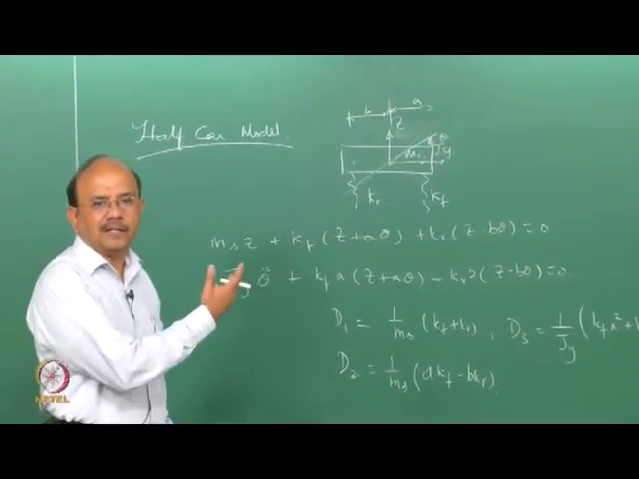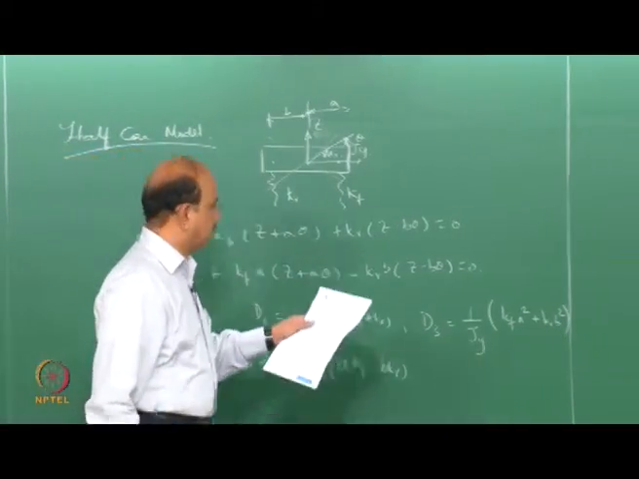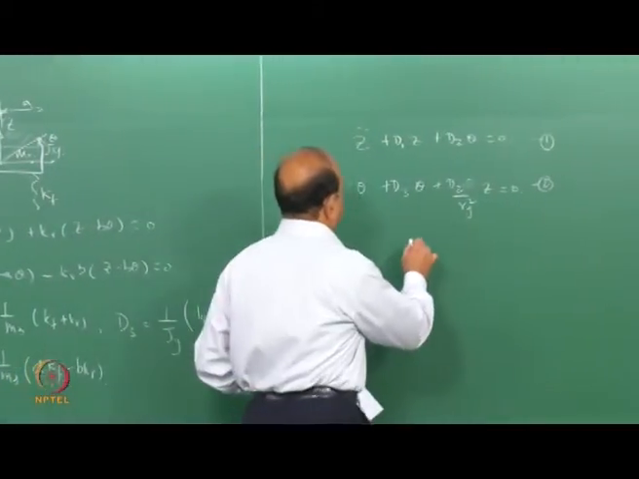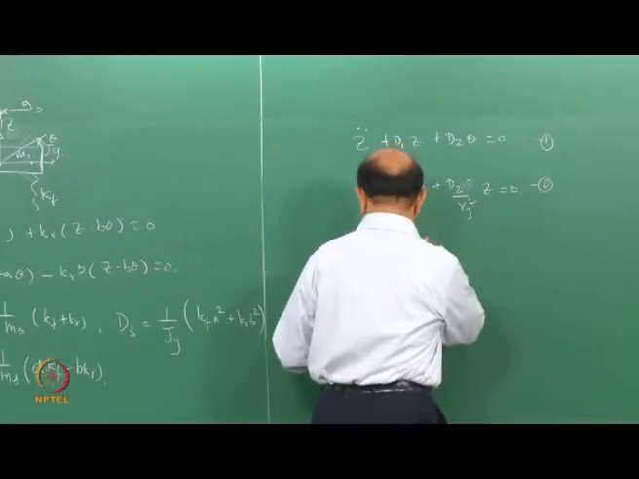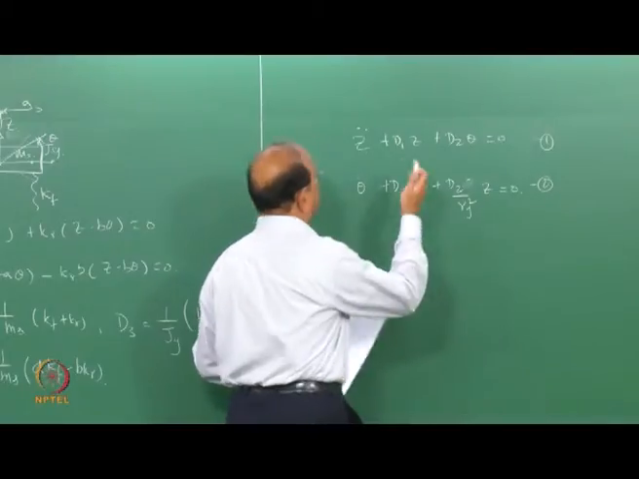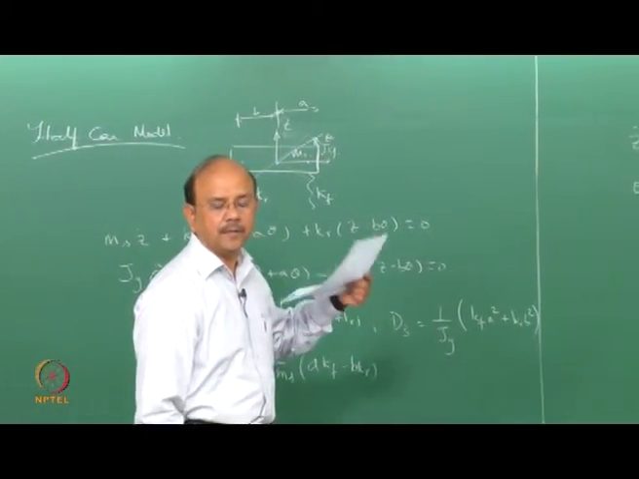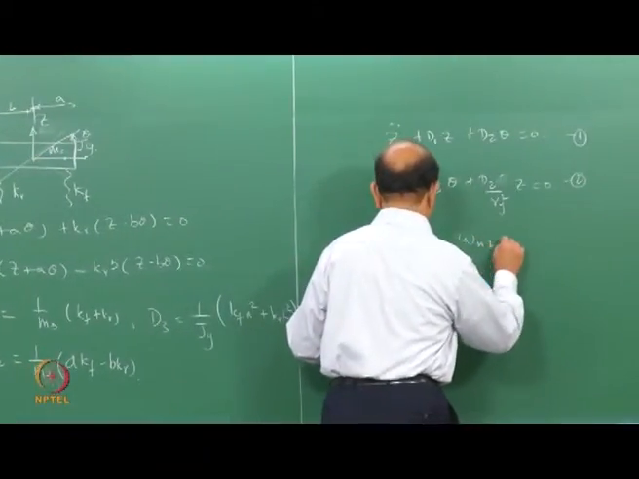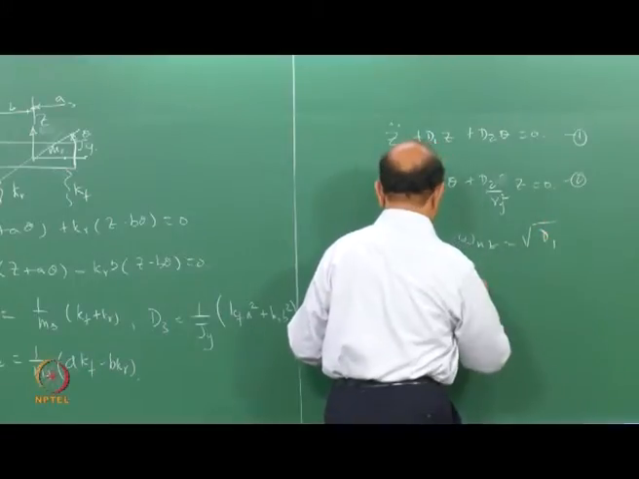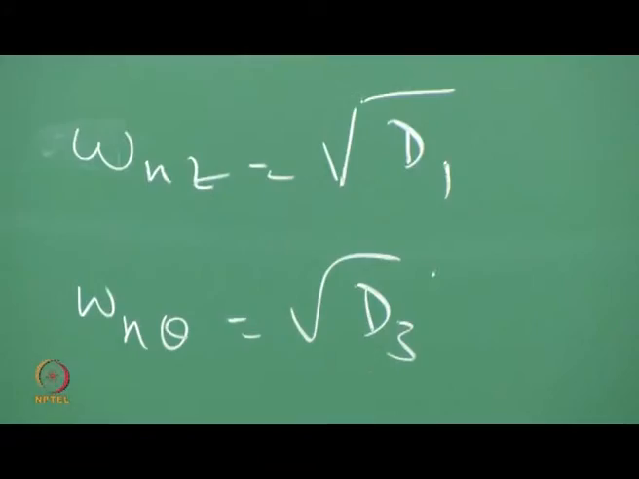All of you know how to calculate the natural frequencies. I am not going to do that because of lack of time, but we can write down the two natural frequencies. For example, for the uncoupled case, you can write down the two natural frequencies to be root of d1, and root of d3. So those are the two natural frequencies.